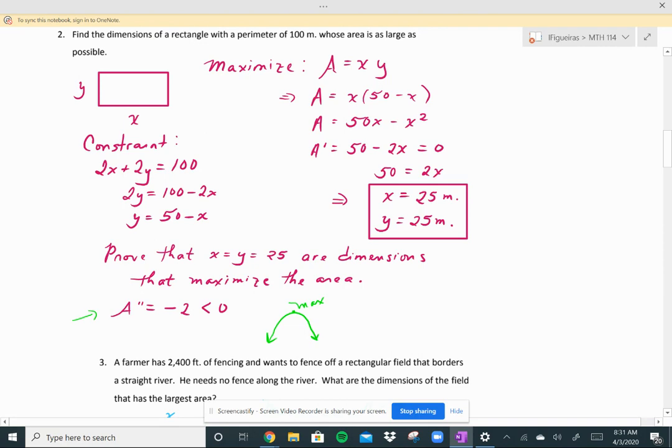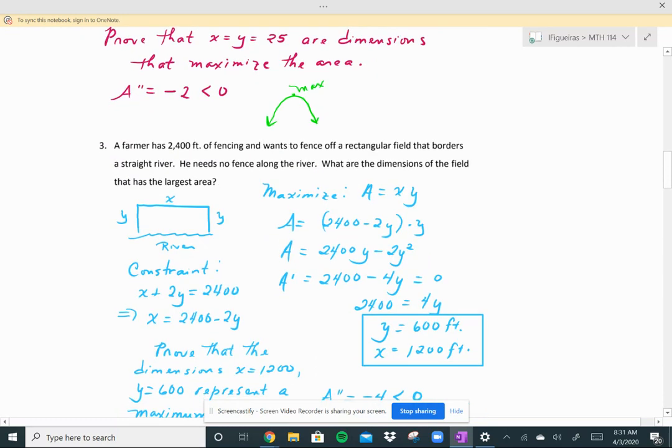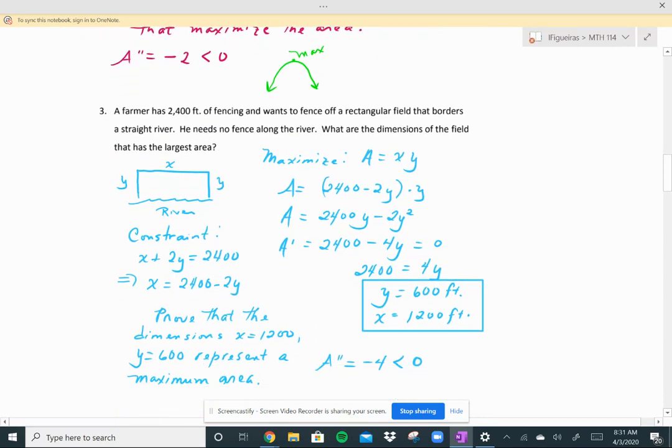Okay, let's move on to another. A farmer has 2,400 feet of fencing and wants to fence off a rectangular field that borders a straight river. He needs no fence along the river. What are the dimensions of the field that has the largest area?